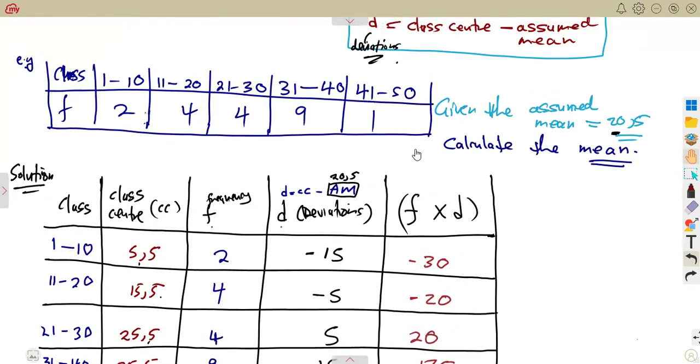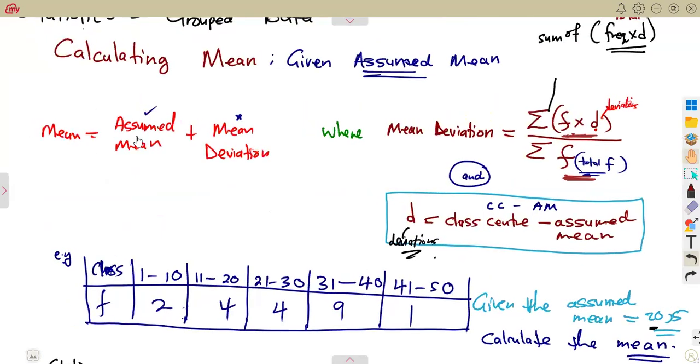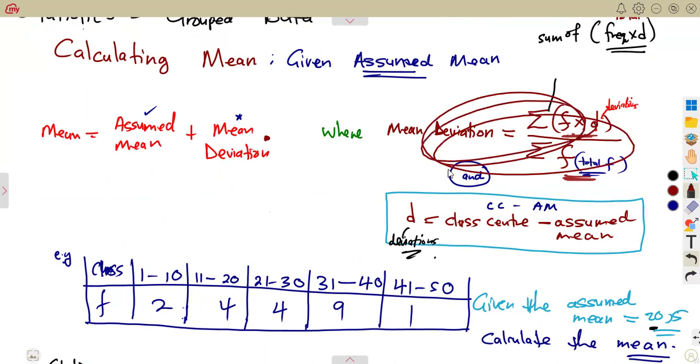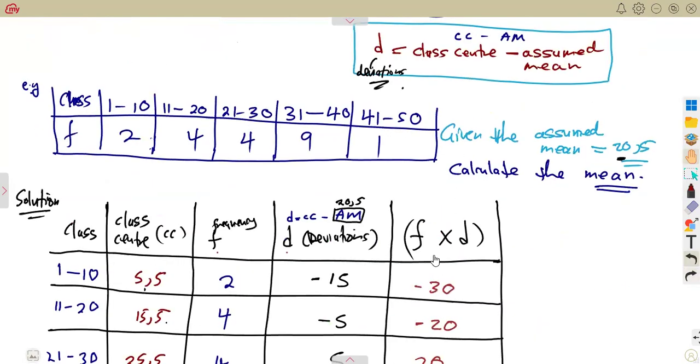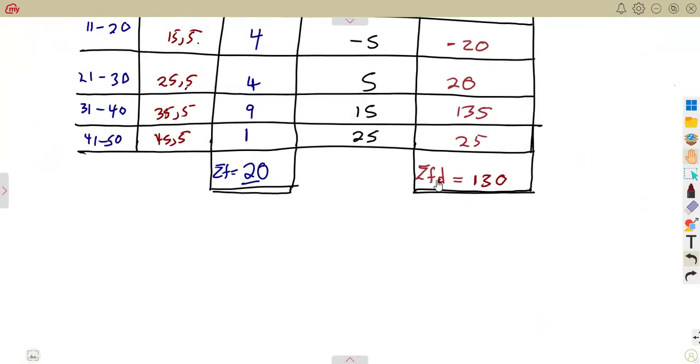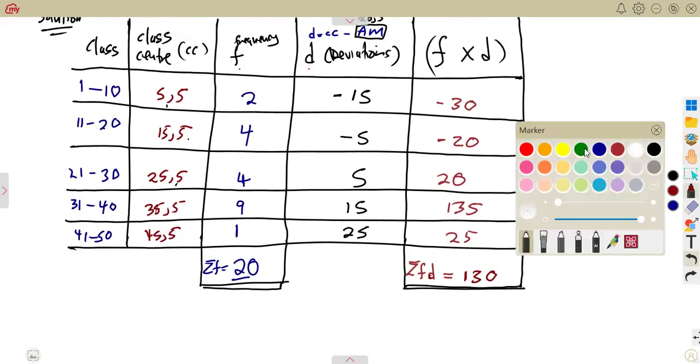When it is like that, you are continuing from this part. The mean is equal to the assumed mean plus the mean deviation. We have the assumed mean, but we do not have the mean deviation, so we must find the mean deviation first. How do you calculate mean deviation? Sum of the frequency times deviation over sum of the frequencies. It's already there on our table. So let's start with the mean deviation.